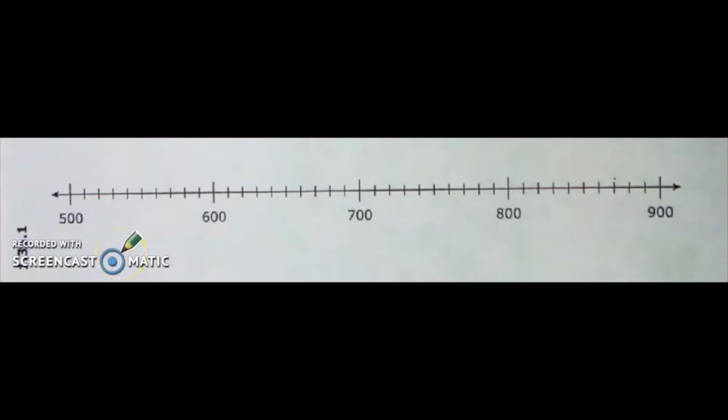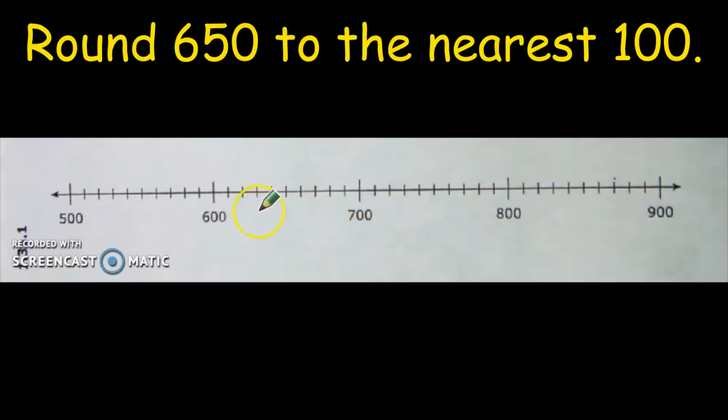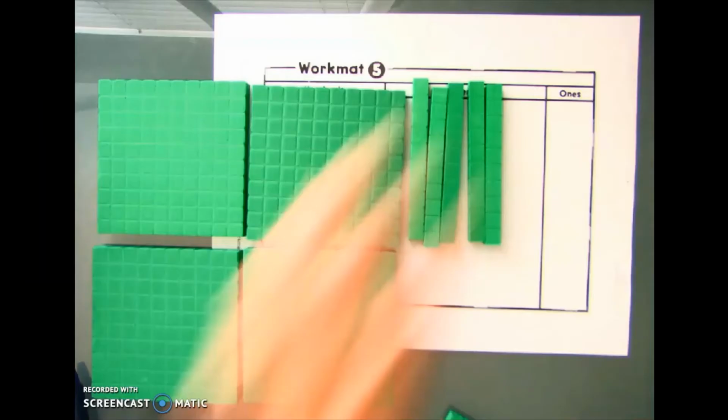This number line here will help us when we're rounding to the nearest 100, because as you can see, these numbers increase by 100. 600 plus 100 is 700, 700 plus 100 is 800, so this is increasing by hundreds. And if we were asked to round 650 to the nearest 100, we would plot it there and round to either 600 or 700.